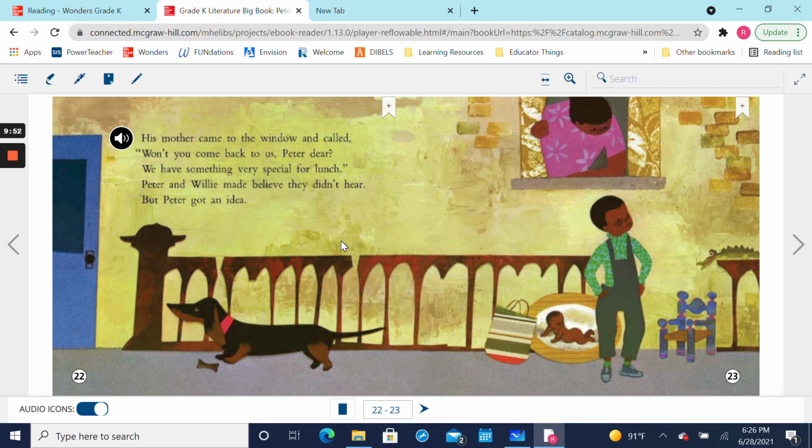So the words say that Peter pretends not to hear his mother. Then it says that he got an idea. What do you think that his idea is? Let's read to find out. Let's see.